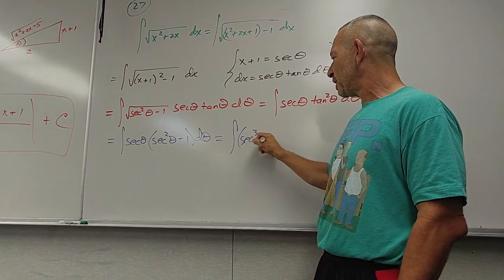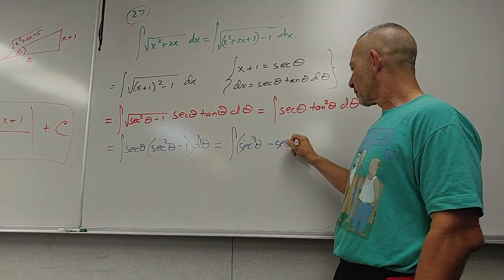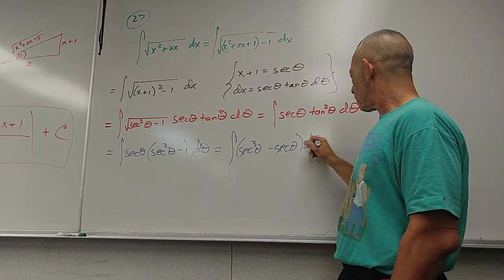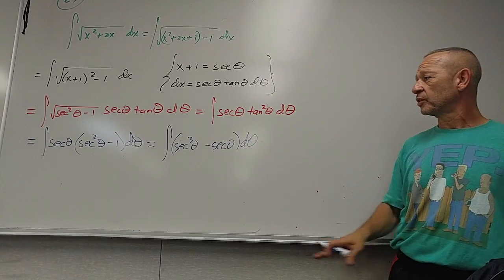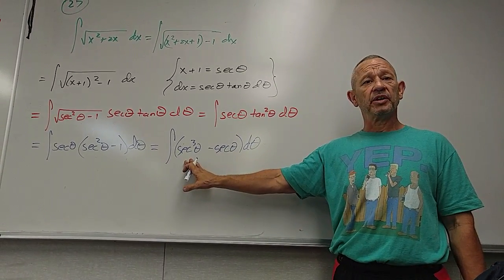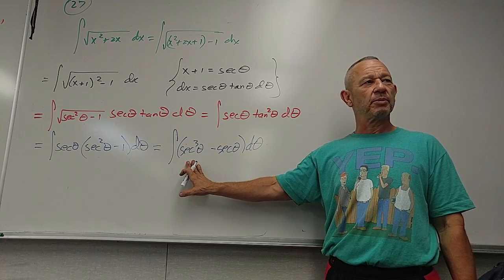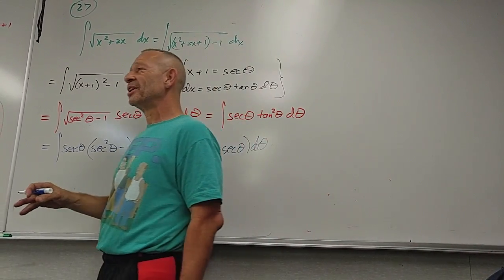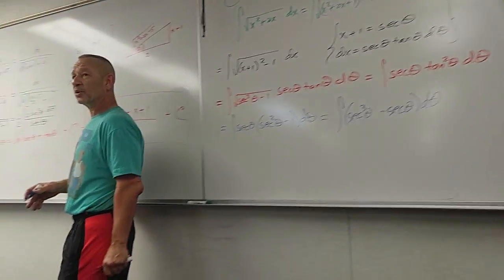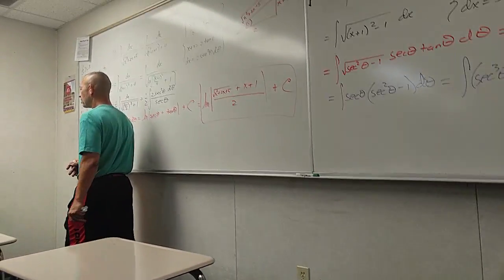Secant cubed theta. Do you remember what a nightmare that was? You had to use integration by parts and add the secant cubed back over to the other side. So hopefully this is something you have memorized. Probably not. Anybody know what the integral of secant cubed is? No. It's in the table. Go ahead, look it up.